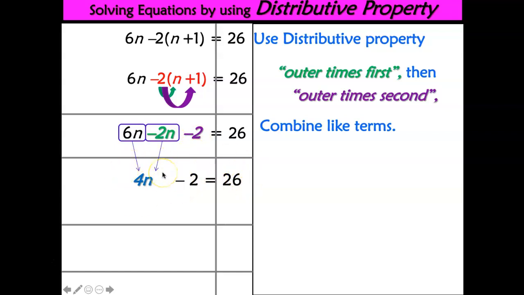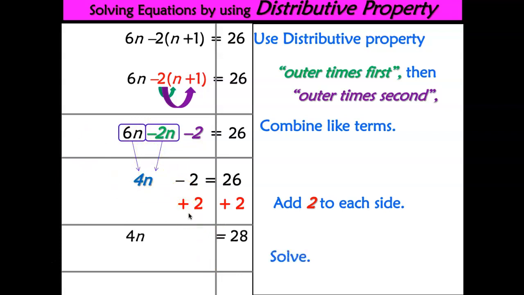Now, we are on a step that we had done before in the previous video. We now want to eliminate or get rid of -2, and to do that, we need to do the opposite. So -2, the opposite is +2. We add 2 on both sides to balance the equation. So then -2 plus 2 cancels out and it becomes 0. So just bring down 4n. And then 26 plus 2 is 28.